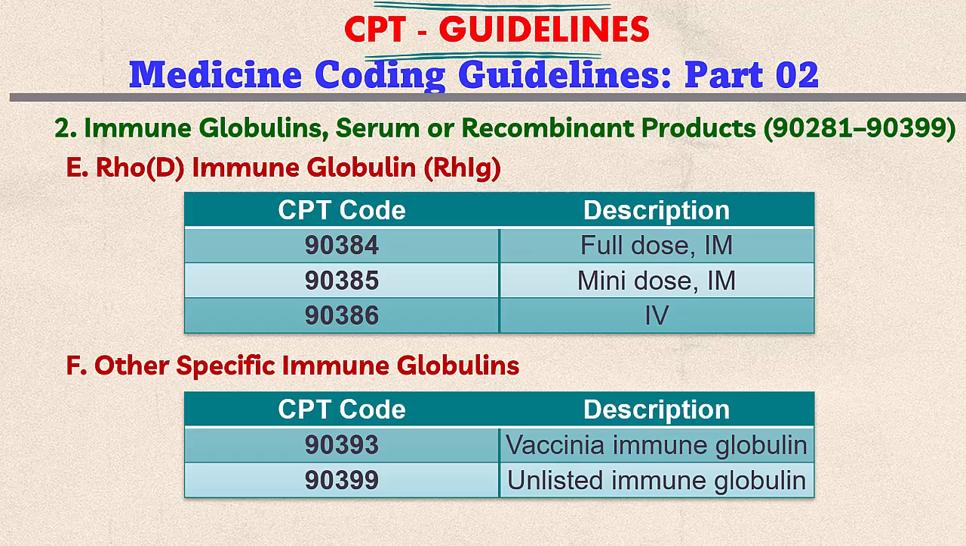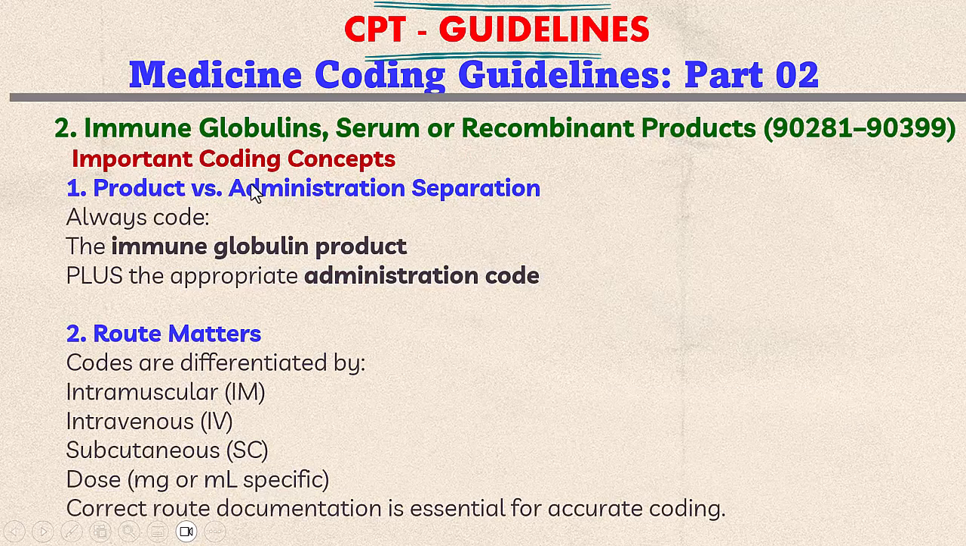The fifth category is RhoD immune globulin. There are 3 codes, for full dose IM, mini dose IM and IV. These codes are available. And for other specific immune globulins, 90393 for vaccinia immune globulin, and 90399 for unlisted immune globulin. This is a very important code, 90399, unlisted immune globulin. So very important coding concepts are here.